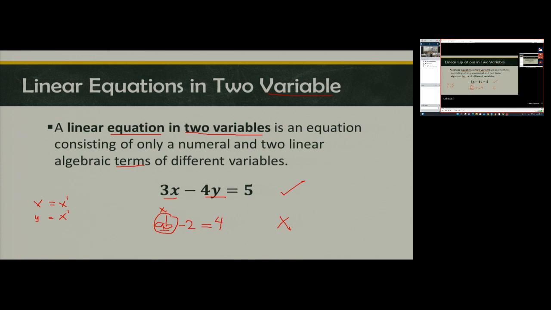Okay? Understand? Now, you're going to say yes or no. Yes if it's a linear equation in two variables, and no if it's not. 7a minus 2b equals 0. Is it a yes or a no?